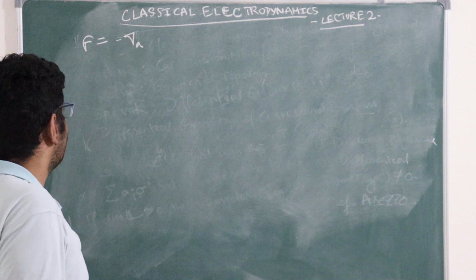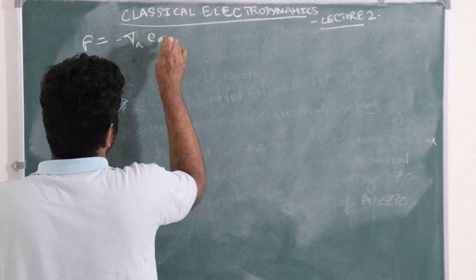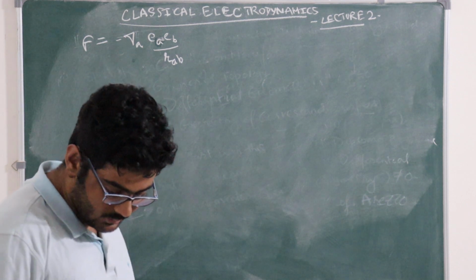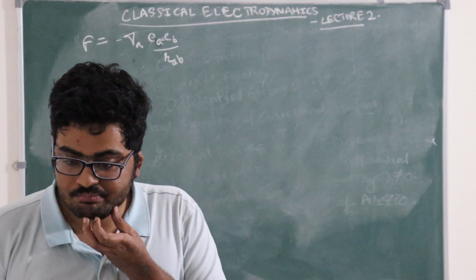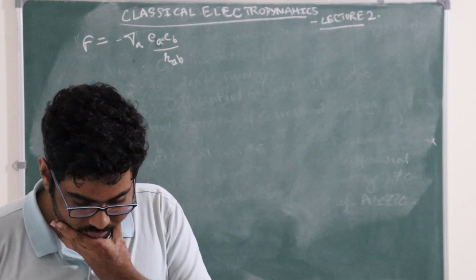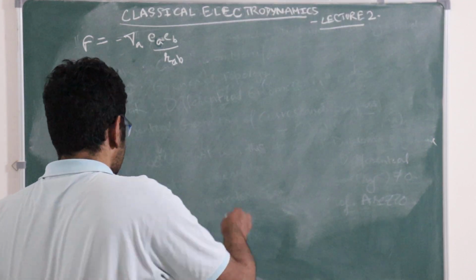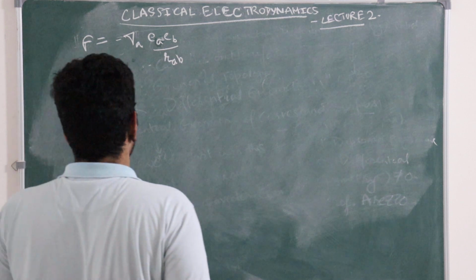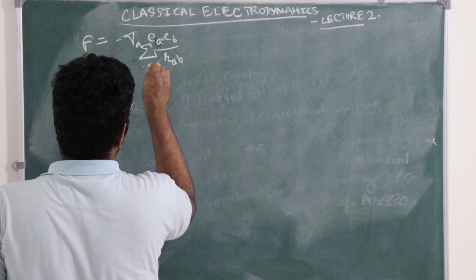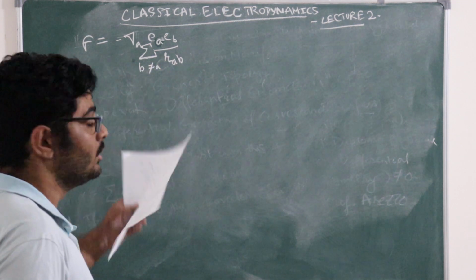We saw that f can be written as the negative gradient with respect to A of the summation over all the charges, EA EB by R AB, when B is not equal to A.